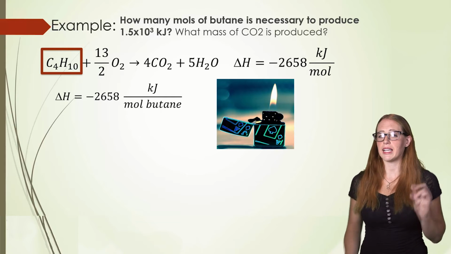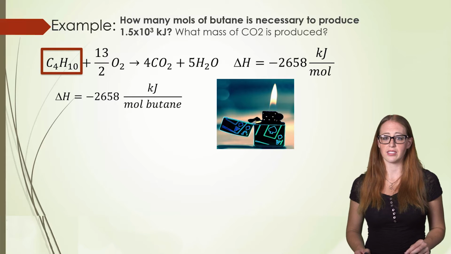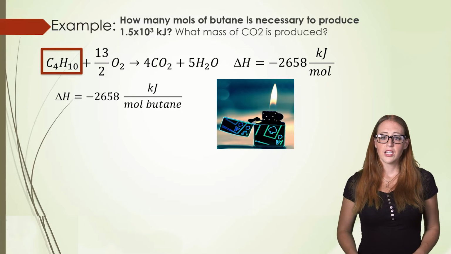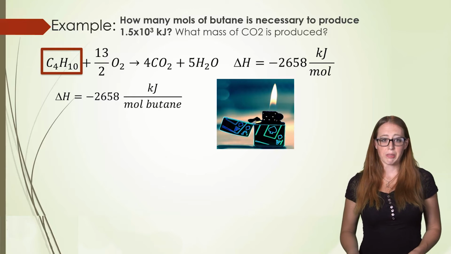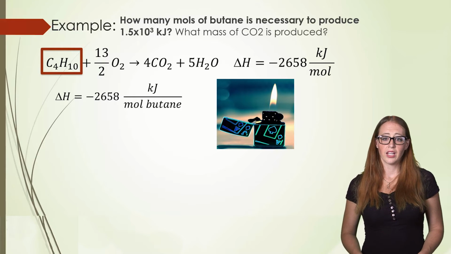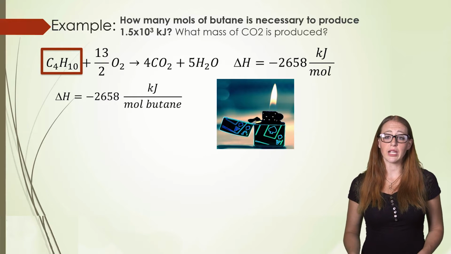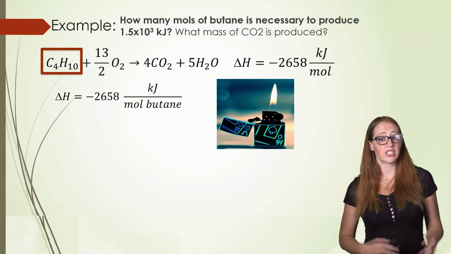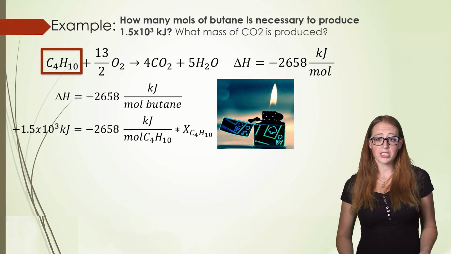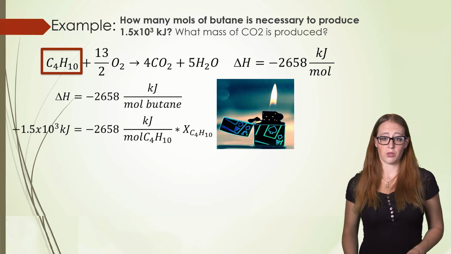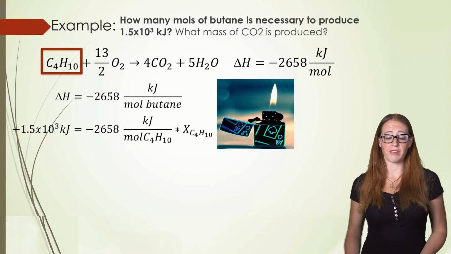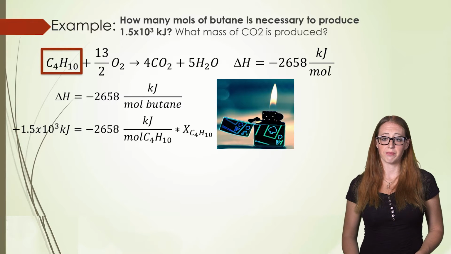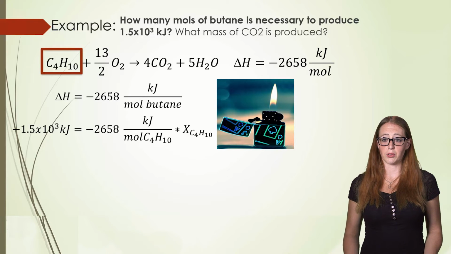When we go to do the next step, we're going to have to alter how this works just a little bit. Now there are several ways to do this next part. As with most of our stoichiometry, pick the way that works for you. How I'm going to do it is I'm going to write an equation that says that our delta H of reaction multiplied by an unknown amount of moles is going to equal our desired amount of energy, our 1.5 times 10 to the 3rd kilojoules of energy. So from here, we can solve for moles to get our answer.